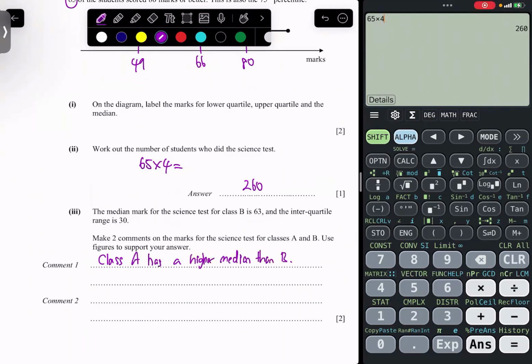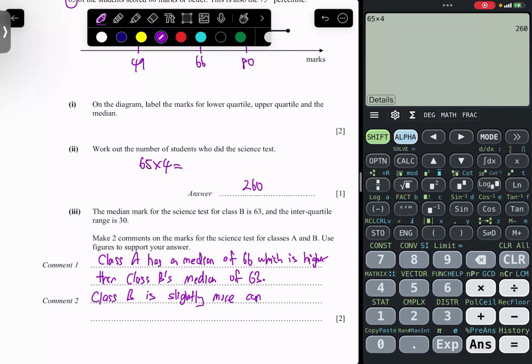Because class A has a median of 66, which is higher than class B's median of 63. Now class B is slightly more consistent than class A as the interquartile range is smaller.